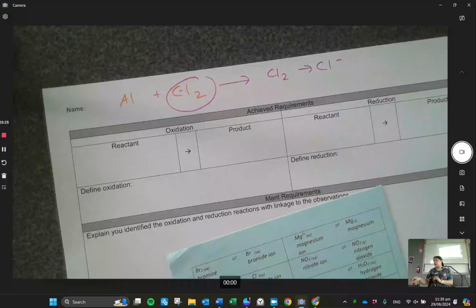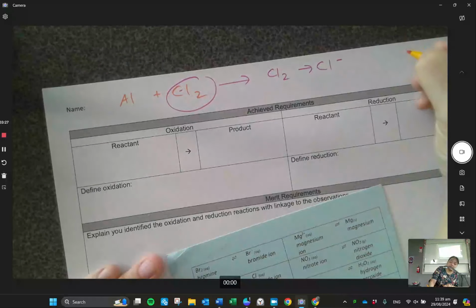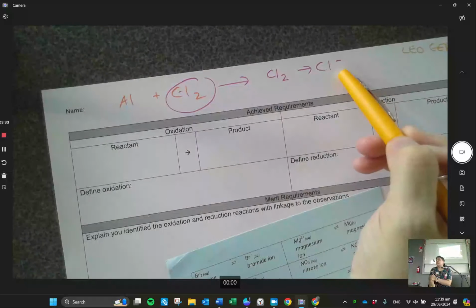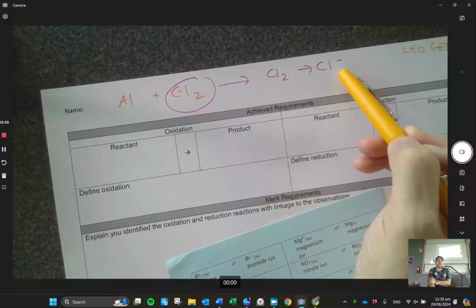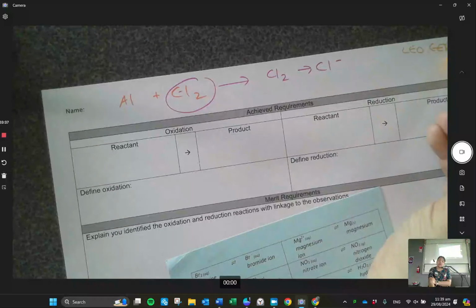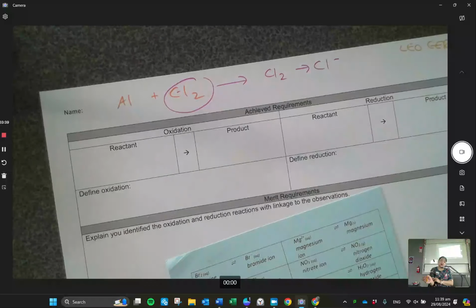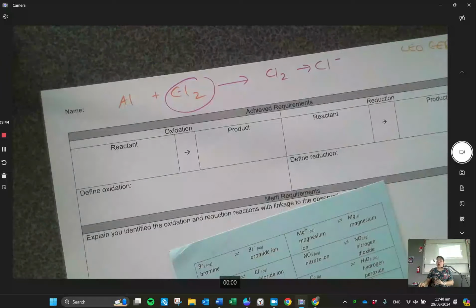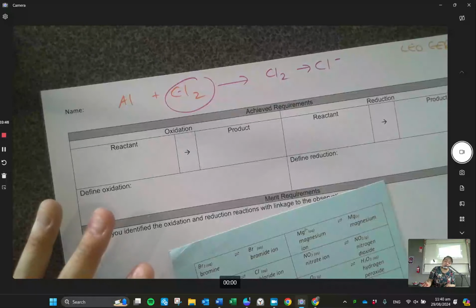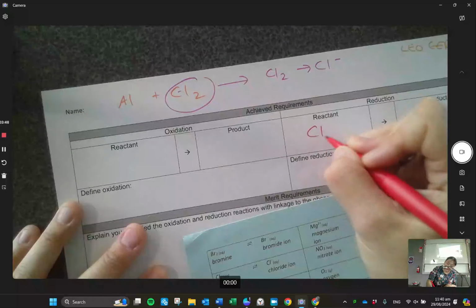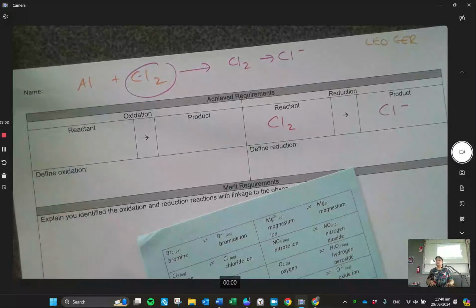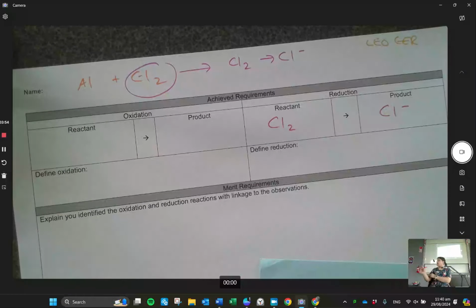We think about Leo the lion says grr or oil rig. I like Leo for some reason. And so in order for it to become negative, we have to gain electrons because the electrons are negative. And so the gaining of electrons is reduction. So I can already identify that this reaction here is the reduction half. That's going to be the hardest part of this assessment, is figuring out which guy is which. So Cl2 to Cl minus. Are we good so far?